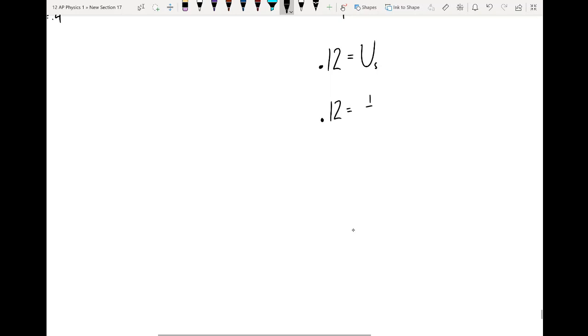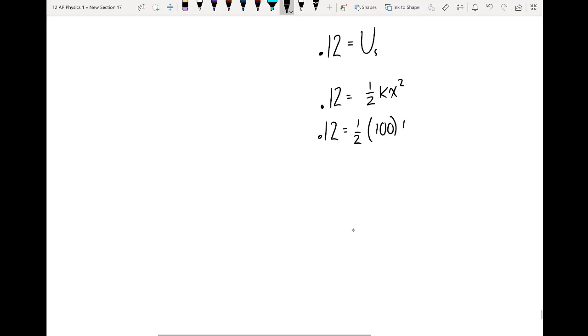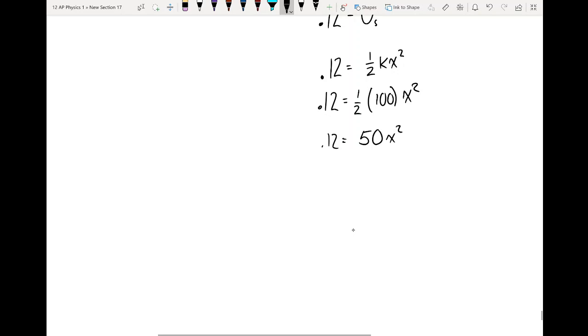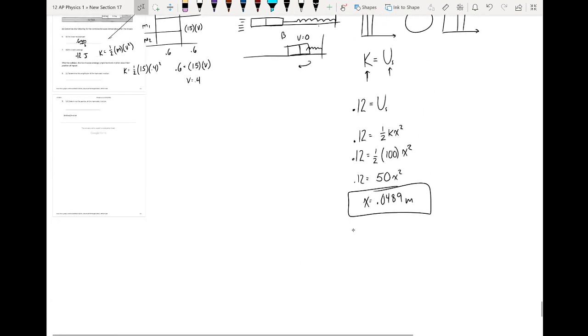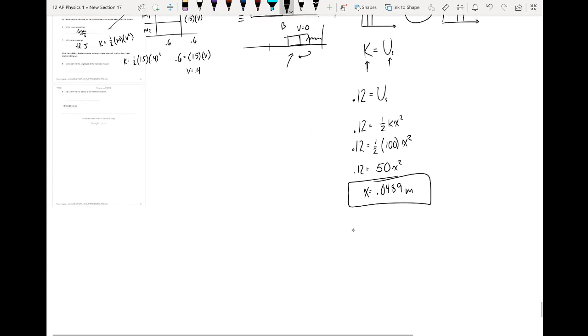And we have an equation for spring potential energy: 1/2 kx squared. And we said before that k is equal to 100 newtons per meter. So when we solve this out, we have 0.12 equals 50 times x squared. 0.12 divided by 50, and then I'll square root that. So x is equal to 0.0489 meters. And the amplitude, again, is defined as the maximum compression, the maximum displacement. So this is the spot where we have the maximum displacement.